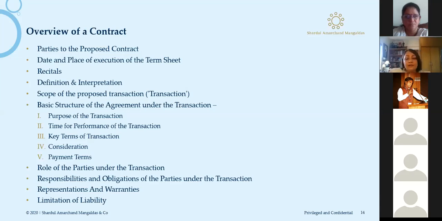Then the recitals. Recitals are essentially a precursor giving a background of what this contract is all about, who the parties really are, and what the intent and purpose of entering into the contract is. Then you have the definitions and the interpretation.